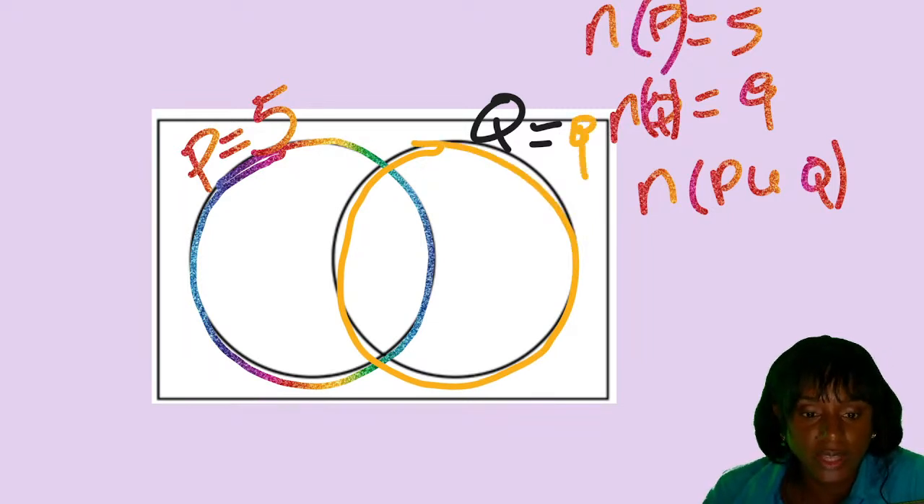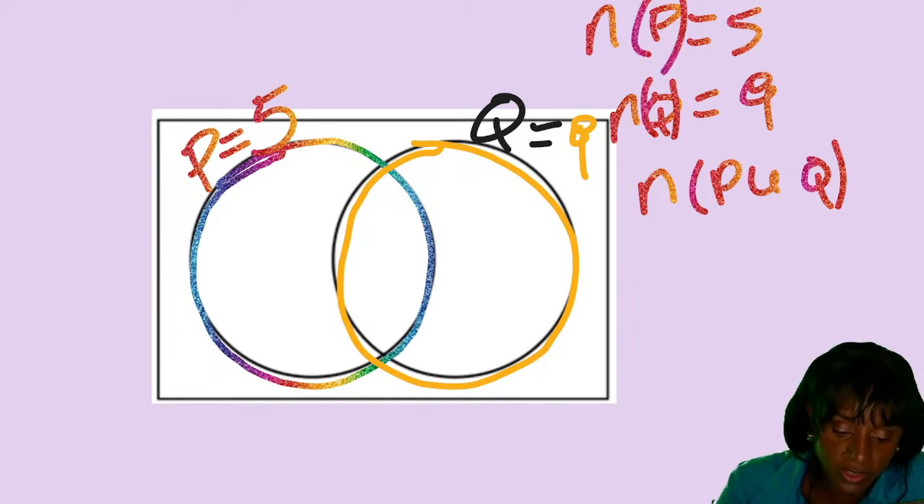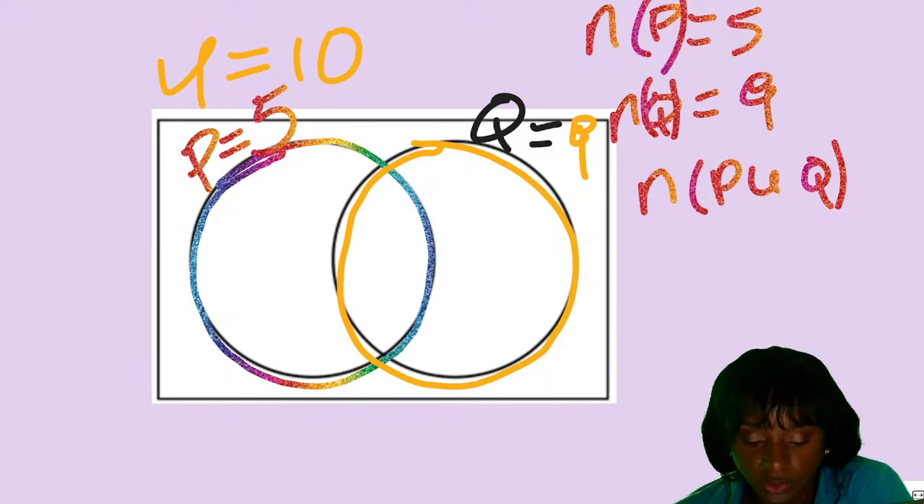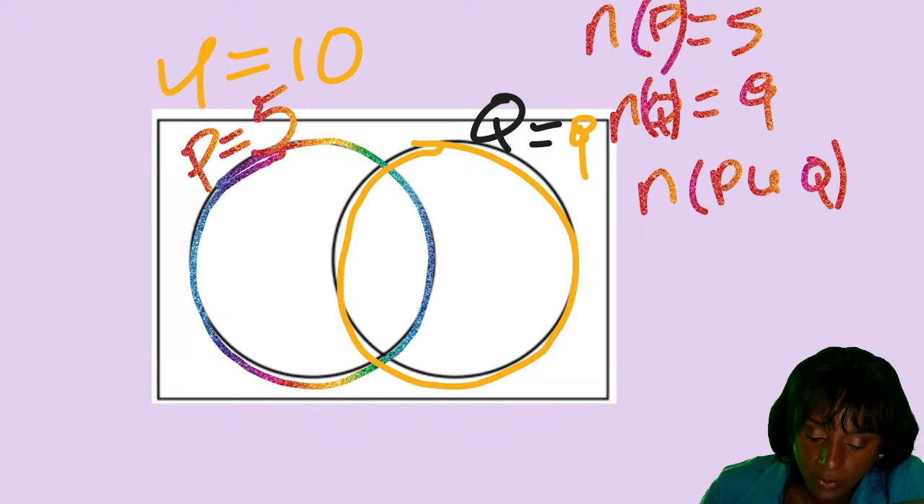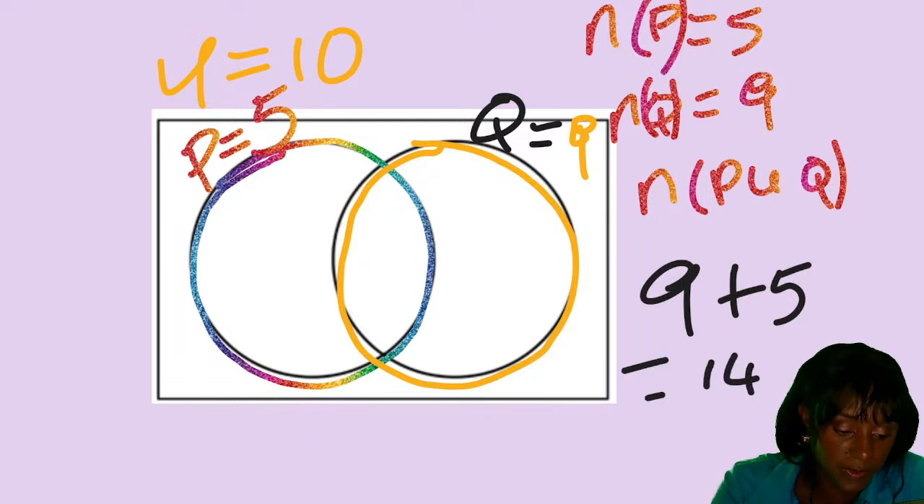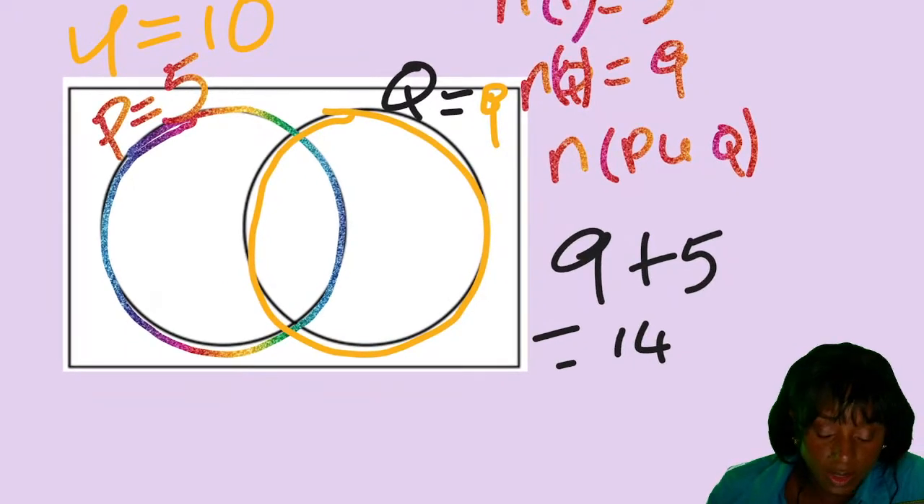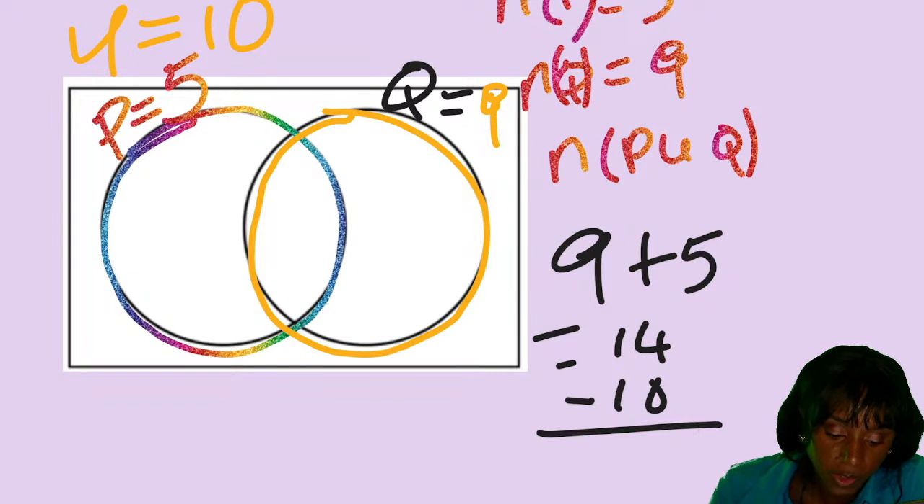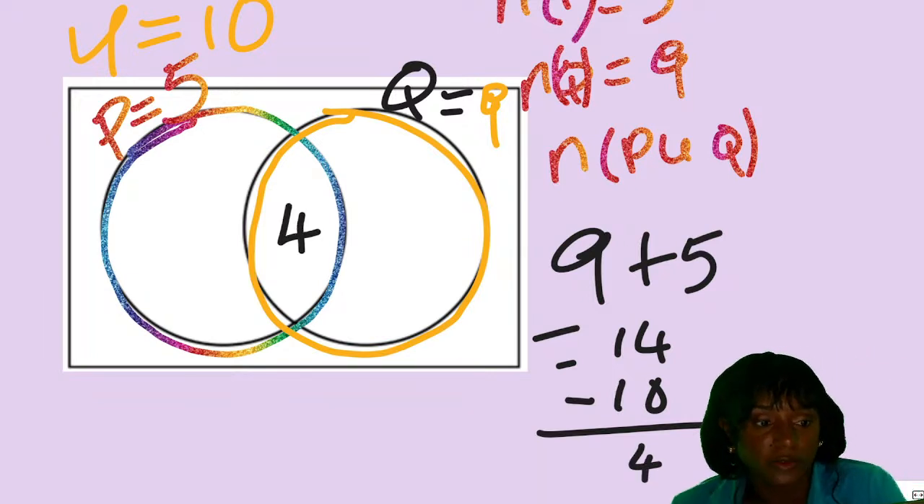Then they went on to tell us that the number of elements in P union Q, so together, would be equal to 10. What is the intersection? To get this, we simply say 9 plus 5, that gives us 14. And once we subtract the value of P union Q, which is 10, 14 minus 10 gives us 4. So in our intersection here, we would have 4.